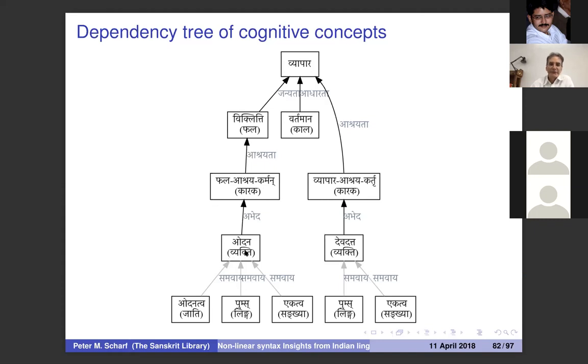And rice has a number of properties. It has the generic property of being rice. It has masculine gender and it has singular number. Okay, these are the properties considered to be associated with rice. The activity itself is located in the agent, which is no different from the individual Devadatta. And Devadatta has masculine gender and singular number located in him. And the time, the present time, is also located in that activity.